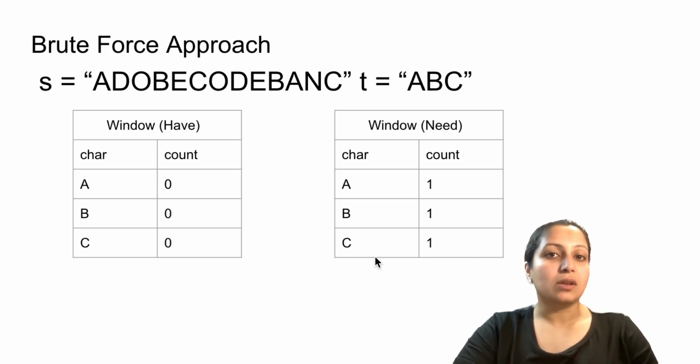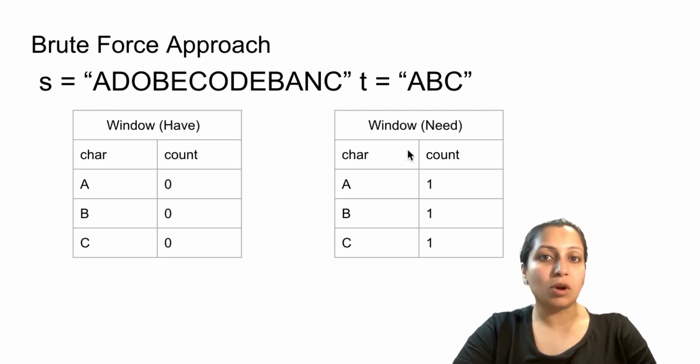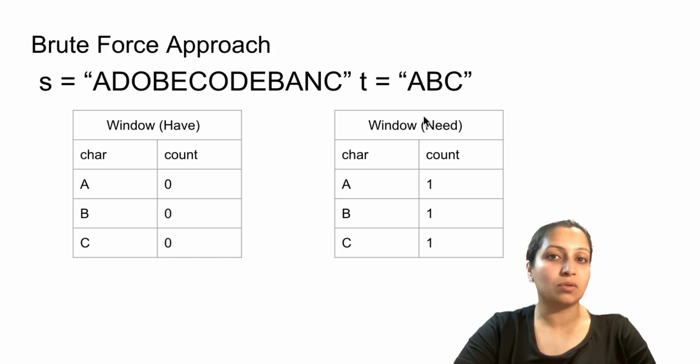That's our question. So we will always start from the 0th index and then move ahead towards the right. And we'll keep on checking whether all our conditions are met. That is, our count of A is equal to what we need, our count of B is equal to what we need, our count of C is equal to what we need, and our total count of haves is equal to the total count of needs. So that's our brute force approach.